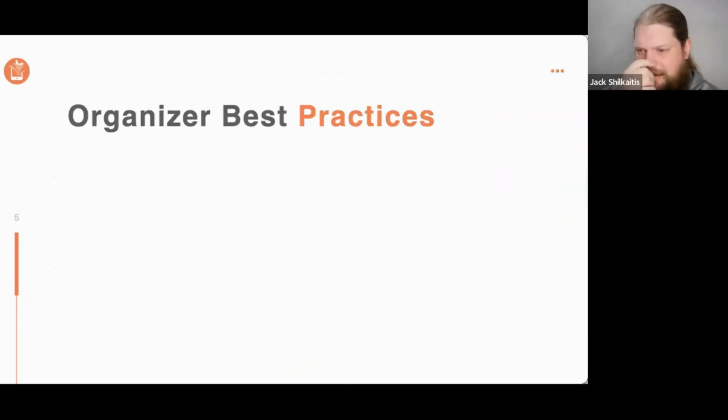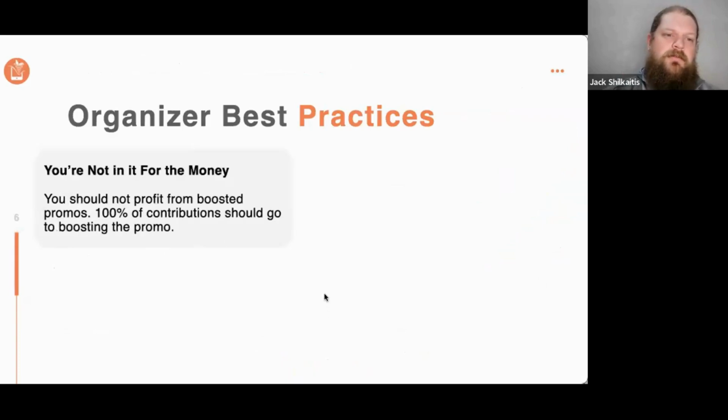So some organizer best practices before we go any farther, because I'm sure some of you are thinking, what if the worst case scenario happens and all this stuff? I have a few key points here, and by no means is this exhaustive. There's definitely some other things that could be mentioned. But for starters, and I've mentioned this already, you shouldn't be, as the organizer, in it for the money. You're not looking to profit from boosted promos. 100% of the contributions from other authors should go to boosting the promo, to running ads.